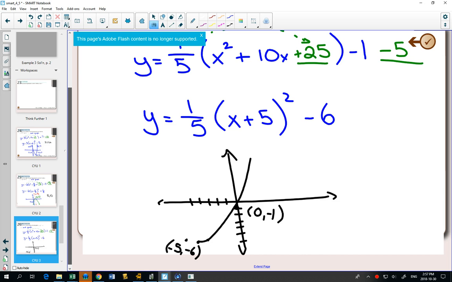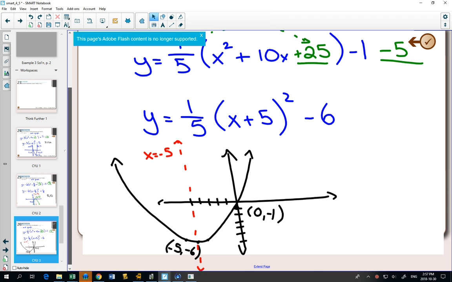This graph is getting quite wide, but there's our parabola. Our axis of symmetry equation would go right through there. Its equation would be x equals -5. Our graph goes through the point 0, -1, and has a vertex of -5, -6.